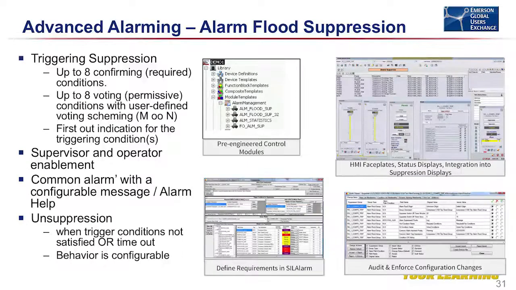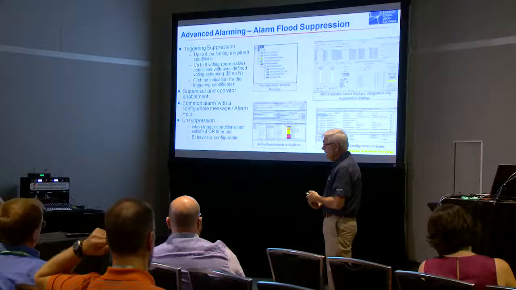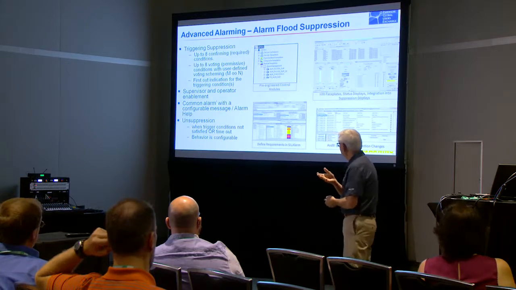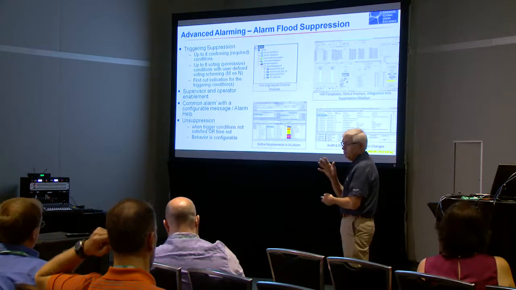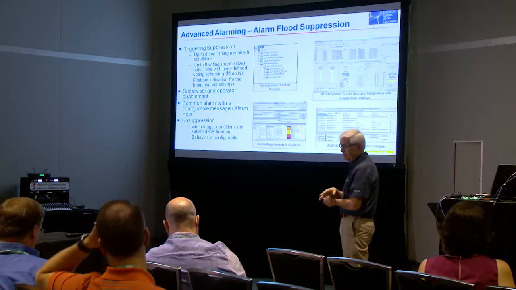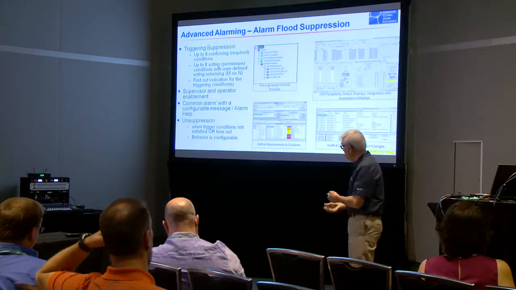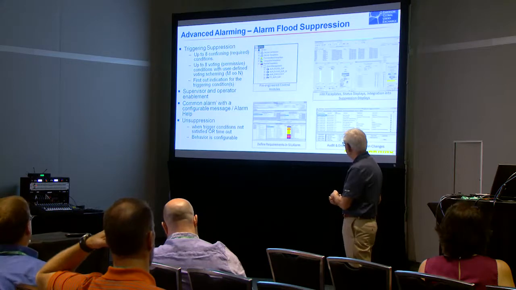Another advanced alarming concept is to use some dynamic alarming. If there are alarm floods that you can anticipate, perhaps a first out kind of a thing where one alarm goes off and other alarms need to be suppressed to not overwhelm the operator, or even a more powerful kind of a suppression where you want to detect something like a compressor trip, suppress all alarms and substitute just one alarm, you can do that with the modules that are available for Delta V.